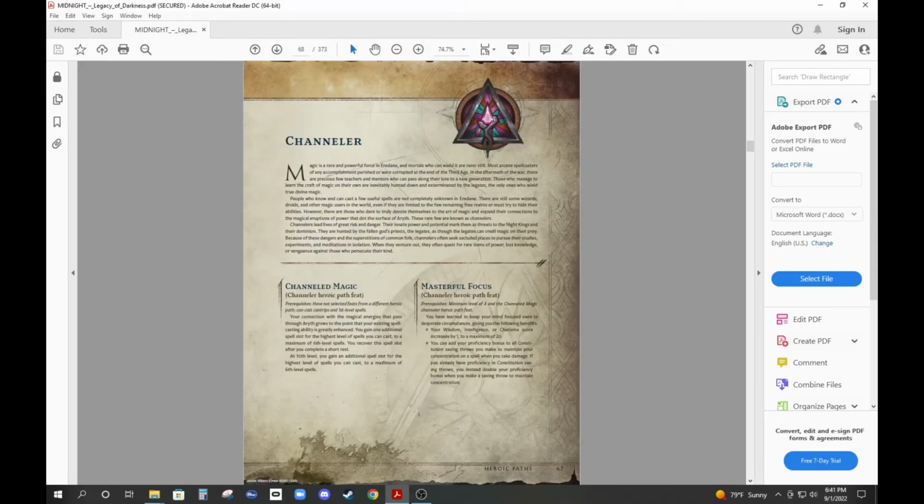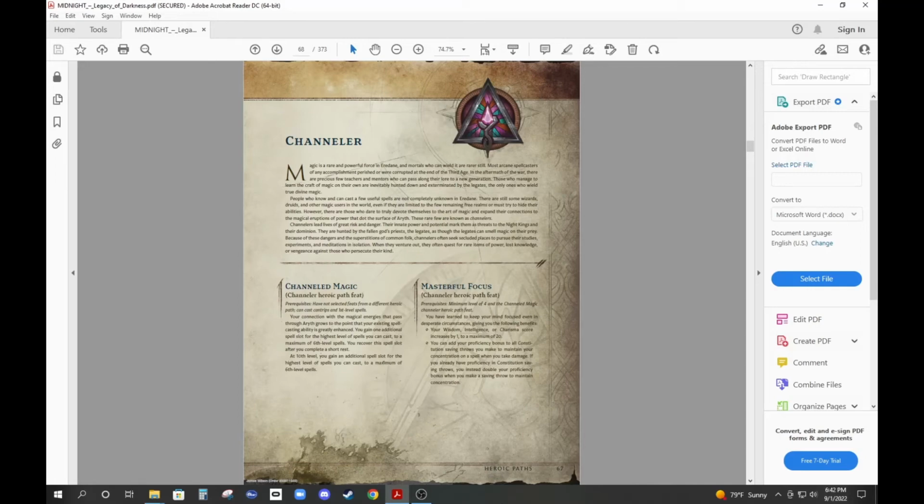The Channeler. Magic is a rare and powerful force in Erdane, and mortals who can wield it are rarer still. Most arcane spellcasters of any accomplishment perished or were corrupted at the end of the Third Age. In the aftermath of the war, there are precious few teachers and mentors who can pass along their lore to a new generation. Those who manage to learn the craft of magic on their own are inevitably hunted down and exterminated by the legates, the only ones who wield true divine magic. People who know and can cast a few useful spells are not completely unknown in Erdane. There are still some wizards, druids, and other magic users in the world, even if they are limited to the few remaining free realms or must try to hide their abilities.